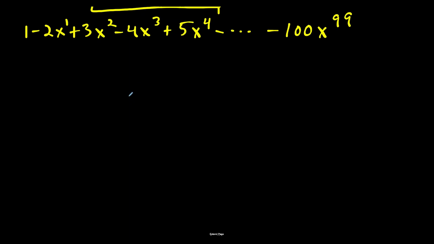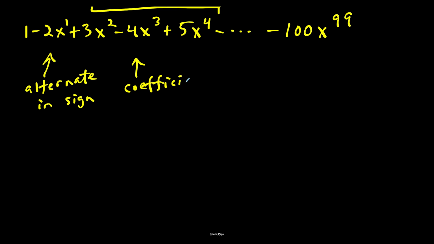So let's take a look at this last question here. This one is definitely the most complicated. So one thing I noticed with this series is that the terms alternate. So they alternate in sign. And then another thing that I notice here is that the coefficient of x is 1 more than the exponent. So the coefficient of x is 1 more.